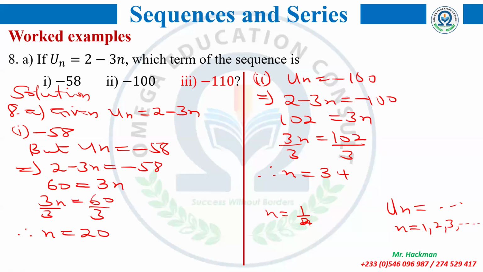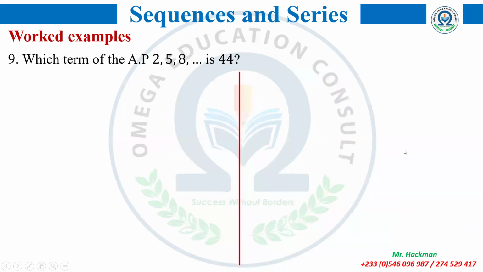So your conclusion will be, therefore, there is no n, or there is no term whose value will give us this. Because the question asks you to find which term. So you write therefore there is no term, well, which is what? Minus 110 in that particular sequence. Okay, so that question has been answered.